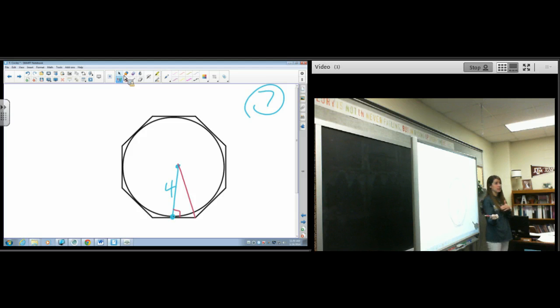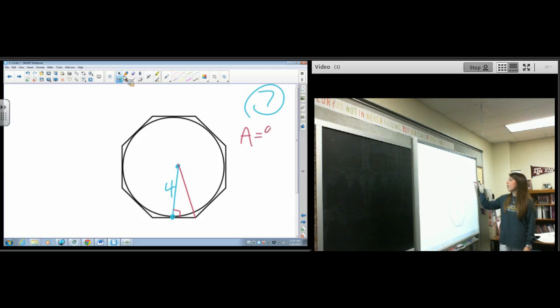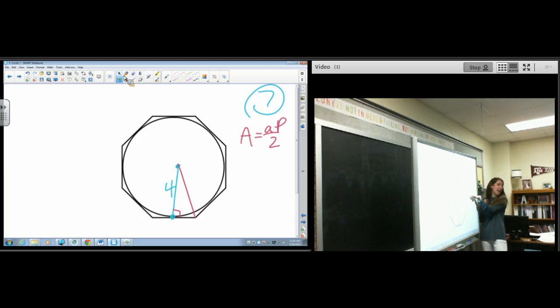Do we need the radius? Do we need this length? Is there an R in the formula for the area of a polygon? No, there's no R there. We don't need a radius. We are looking for the side only. The side will get us the perimeter.